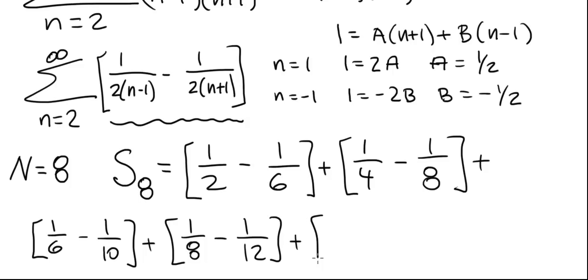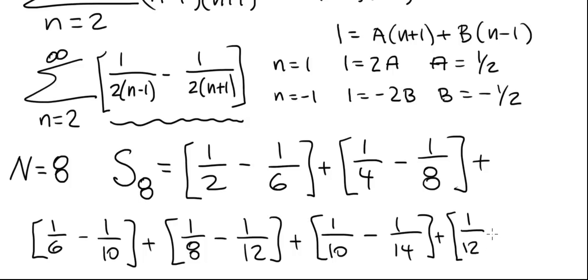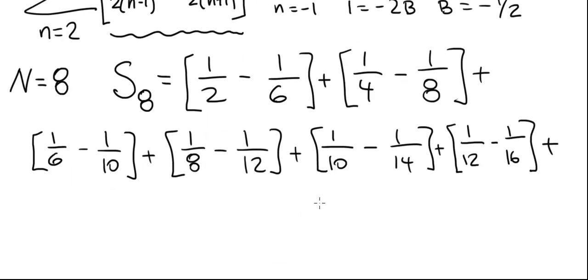When n is equal to 6, it is 1 over 10 minus 1 over 14. When n is 7, that's 1 divided by 12 minus 1 over 16. And finally, when n is 8, that will be 1/14 and then minus 1 over 18. Well, look what happens. This is an example.